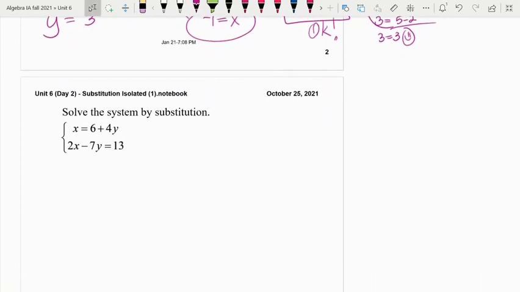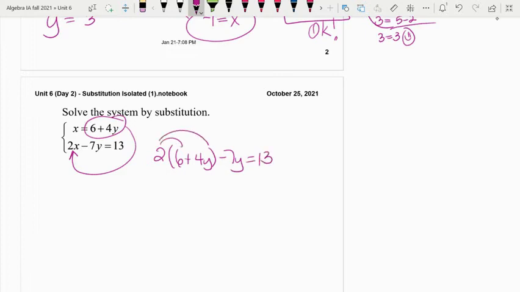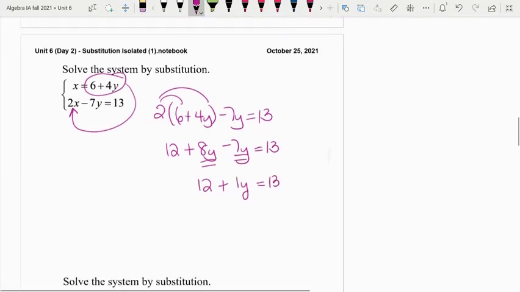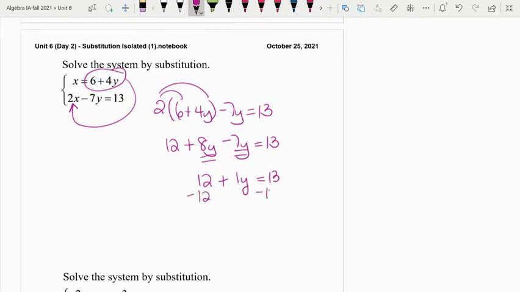Next one, the top equation says x equals 6 plus 4y. So I'm going to circle that and substitute in for that x. So twice of 6 plus 4y minus 7y equals 13. Distribute this, so I get 12 plus 8y. So 2 times 6 is 12. 2 times 4y is 8y. Minus 7y equals 13. Combine like terms. So 8 minus 7 would be 1y, plus 12 equals 13. Subtract 12 on both sides. So y equals 1.